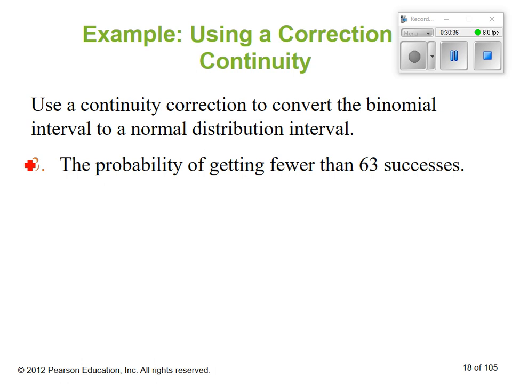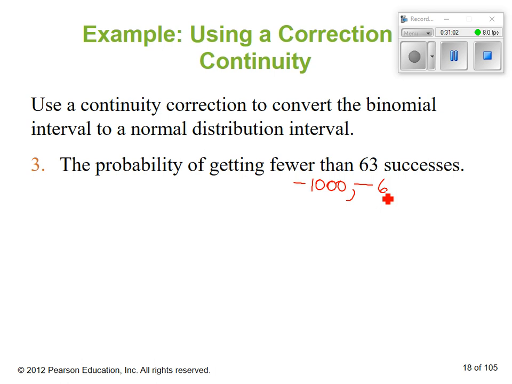Fewer than 63 successes. What's our low limit this time? Negative 10,000. Probably don't need negative 10,000. We can probably go negative 1,000 or negative 100, whatever. What's our upper limit? Now, it says fewer than 63. So is 63 getting included?